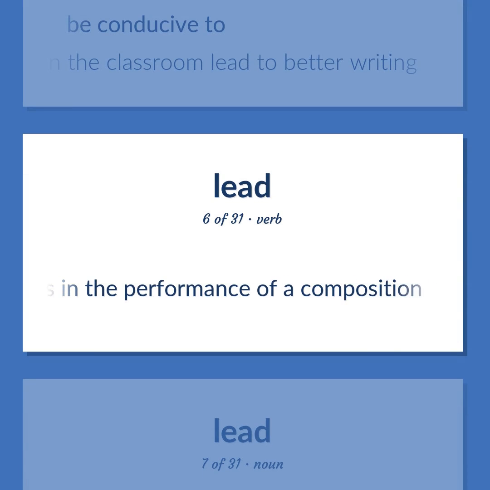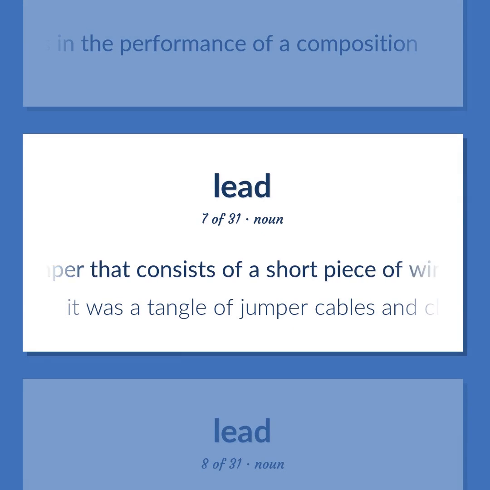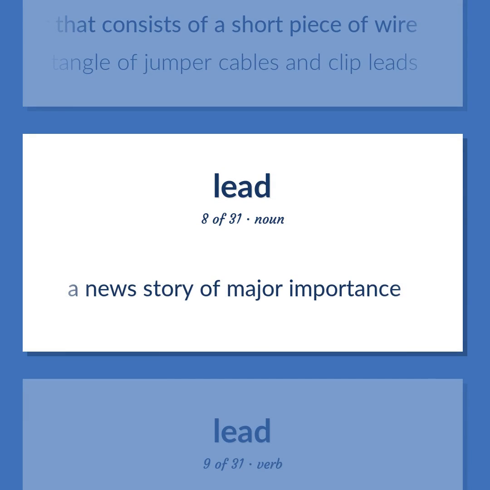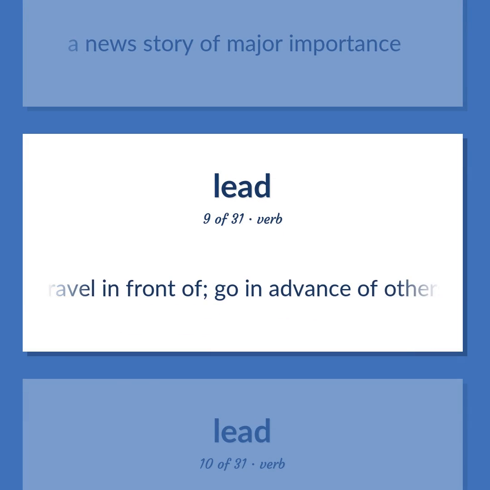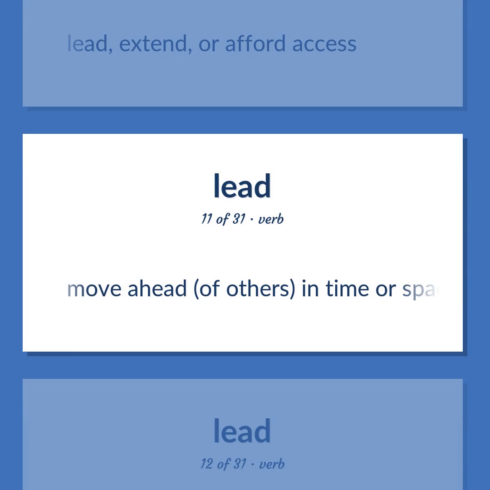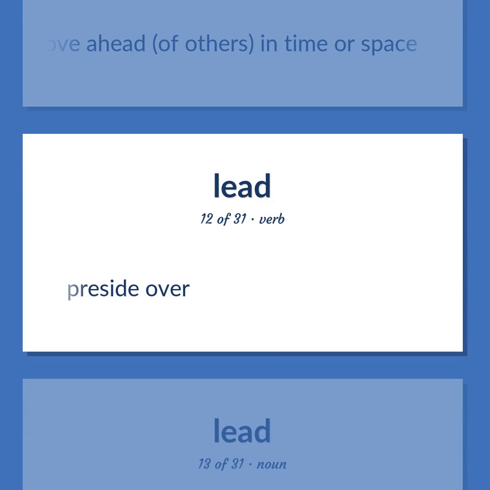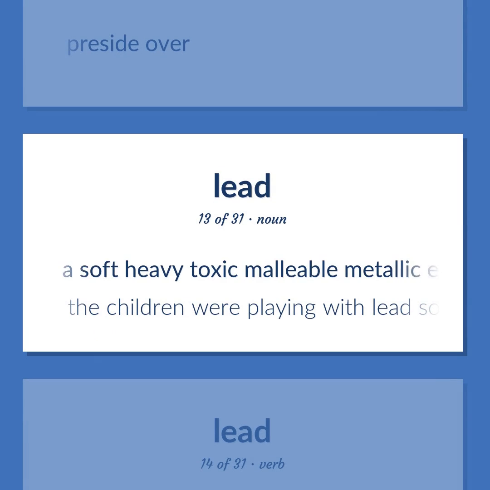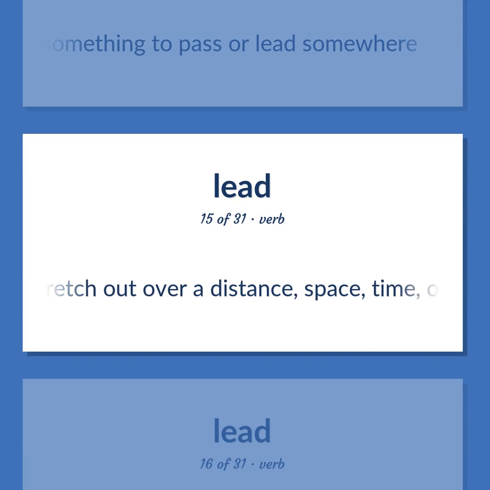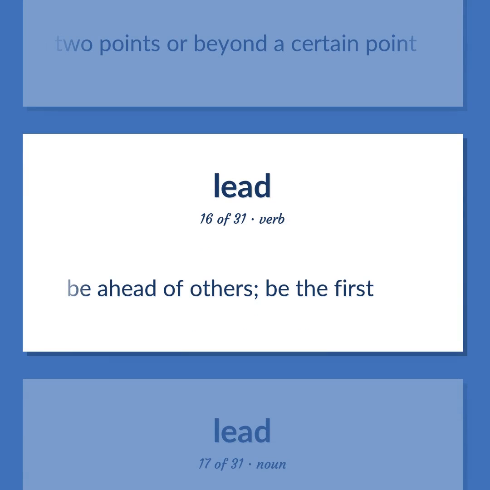Lead, as in the performance of a composition. A jumper that consists of a short piece of wire. It was a tangle of jumper cables and clip leads. A news story of major importance. Travel in front of. Go in advance of others. Lead, extend, or afford access. Move ahead of others, in time or space. Preside over. A soft, heavy, toxic, malleable metallic element. Bluish-white when freshly cut but tarnishes readily to dull gray. The children were playing with lead soldiers. Cause something to pass or lead somewhere. Stretch out over a distance, space, time, or scope. Run or extend between two points or beyond a certain point. Be ahead of others. Be the first.